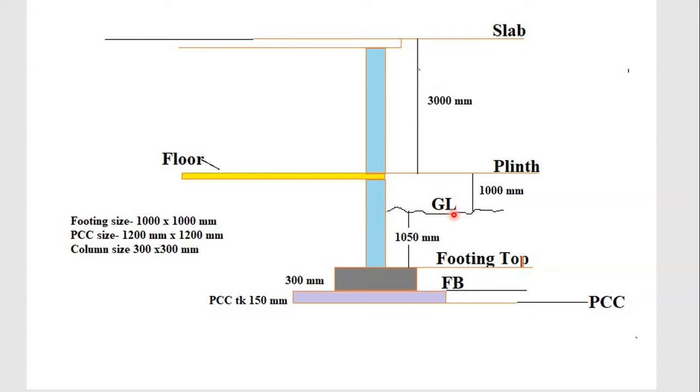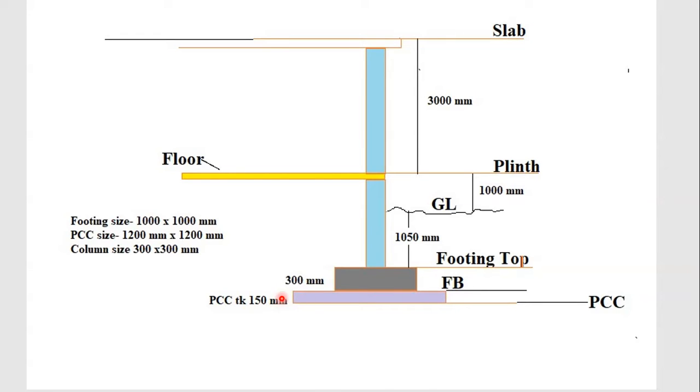Next one is ground level. So this is ground level. This is column and this is footing. Size of this footing is 1000 by 1000 mm. So this is a square footing and this is footing top. Here this is footing bottom, and below this footing there is a plain cement concrete slab.